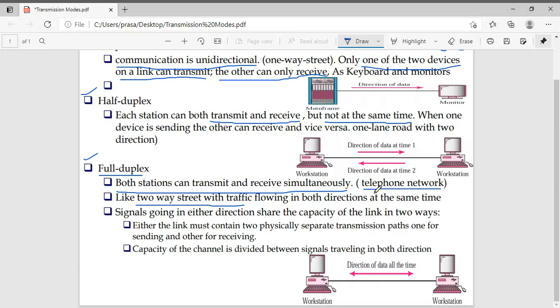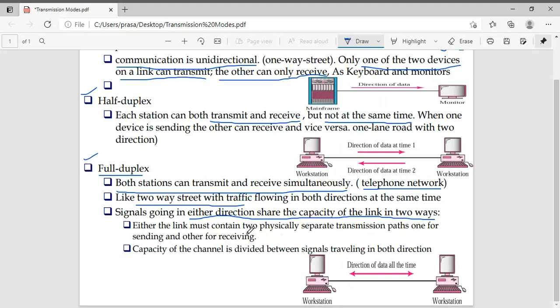In a simple way, we can call full duplex as duplex also. There is no need to say full duplex every time. Just duplex, a simple word duplex can be used. Okay. The signals can transmit on either side by taking support of the capacity of the link. Very simple. Okay.